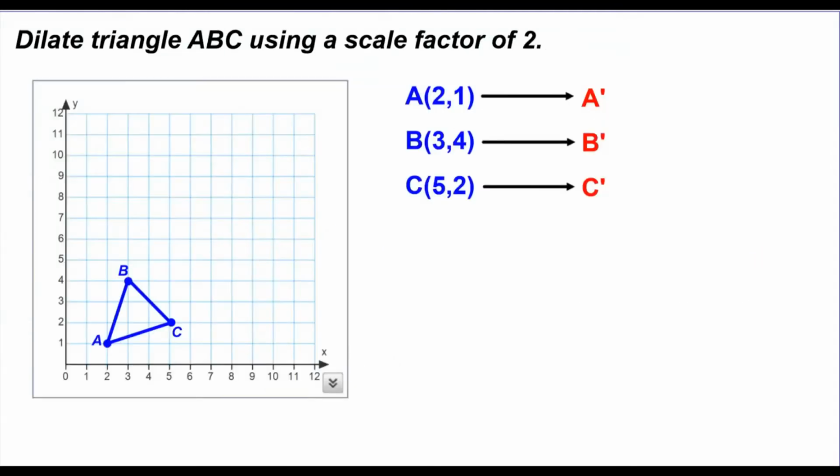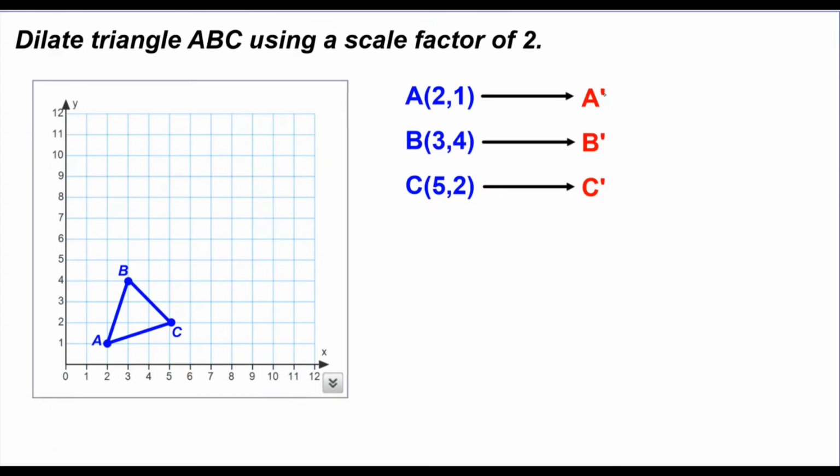So let's take a look at a couple examples of a dilation. Here we have triangle ABC, and we want to dilate this triangle using a scale factor of 2. So what do you think is going to happen to this triangle? Is it going to get bigger, or is it going to get smaller? Well, this triangle is actually going to get twice as large because our scale factor is 2, which is greater than 1. So this is going to cause an enlargement. So how do I enlarge this triangle by a scale factor of 2? I'm going to multiply every ordered pair by 2.